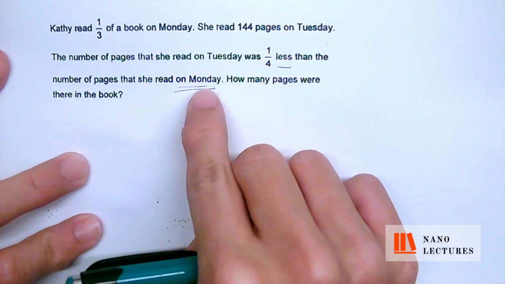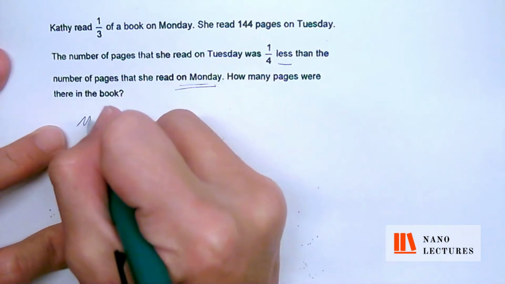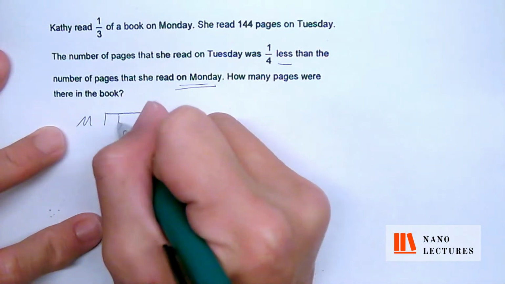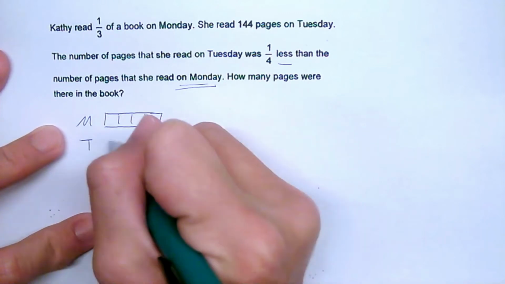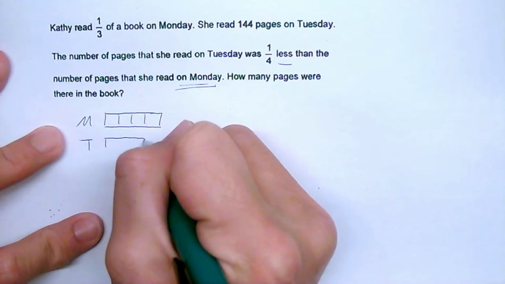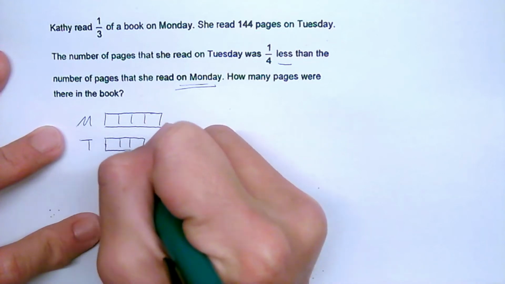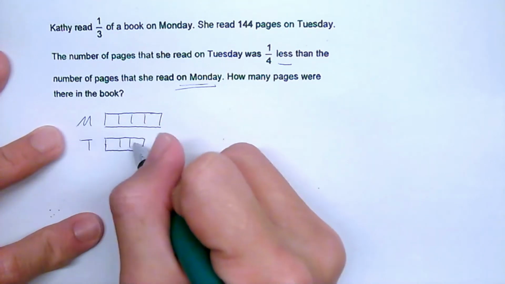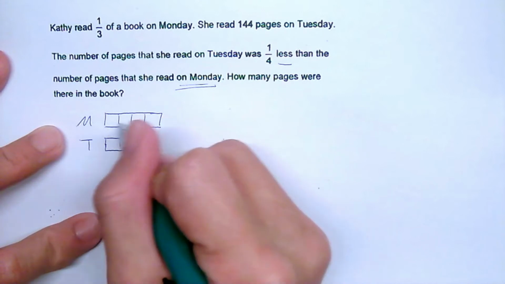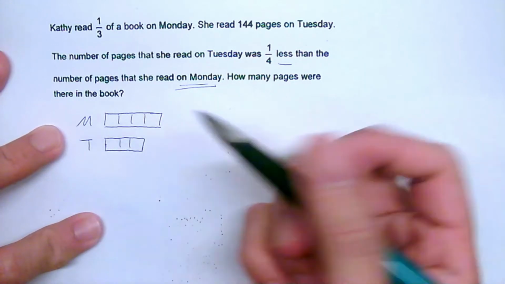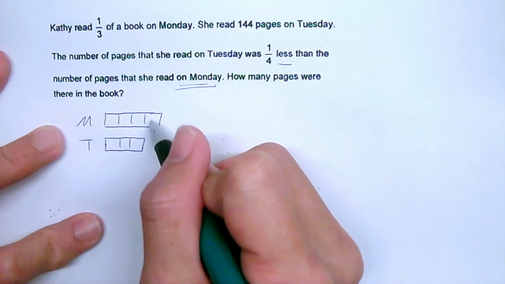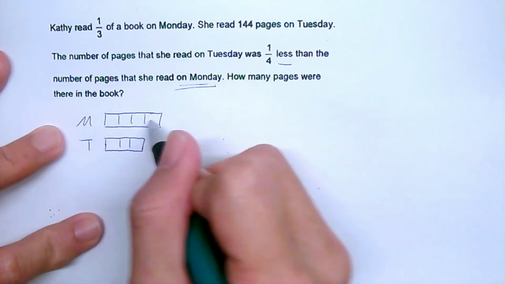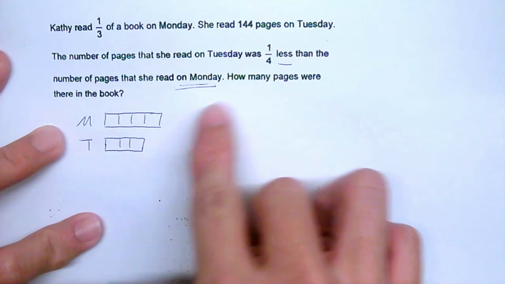So it means that on Monday, I'm supposed to draw 4 units. On Tuesday, I'm supposed to draw 3 units. Why? It's because, can you tell that my 3 units is 1/4 less than my Monday, which is 4 units? So my 3 units is 1/4 less than my 4 units on Monday. This is how you interpret.